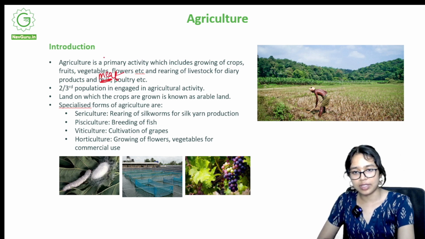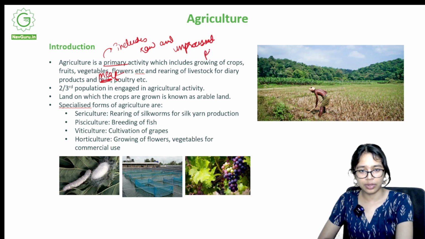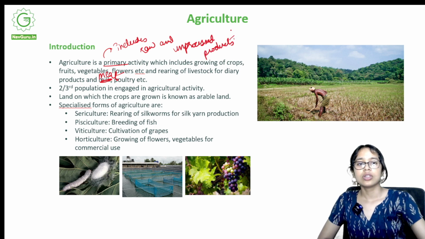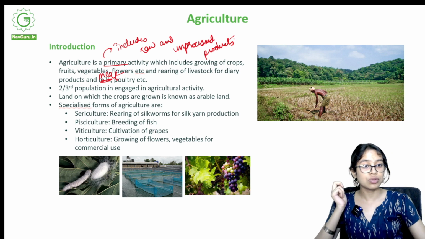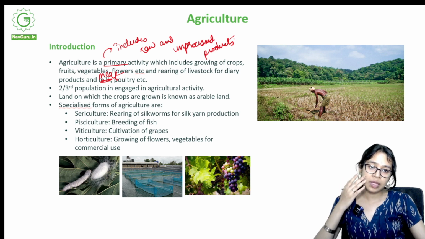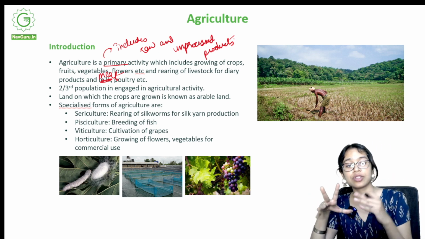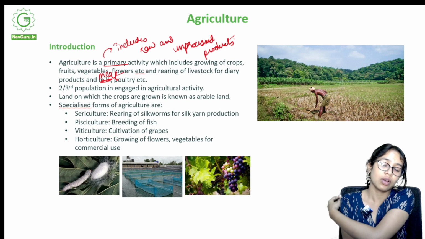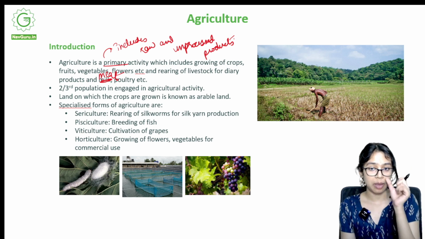So, what is a primary activity? Primary activity is something that includes raw and unprocessed products. So this is what primary activity is. Primary activity includes usage or production of raw and unprocessed products. By this we mean that the crops that are grown, they are raw. It's not like they have been manufactured, that they have gone through an industry process, something like that, which deals with raw things. So this is something that is called primary activity.